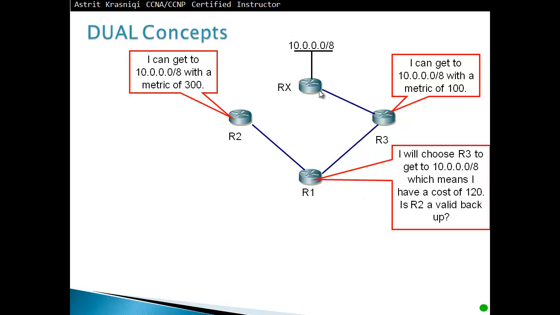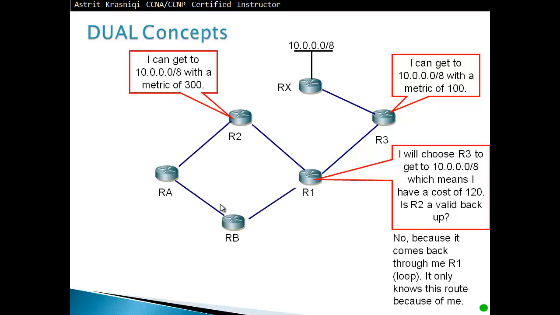My feasible distance is 120. Router 3's reported distance is 100. Router 3 is reporting 100, I'm adding my 20 it costs me to get to router 3, so my feasible distance is 120. Now router 2 is advertising 300. But because his reported distance is higher than my feasible distance, this is not going to be my backup route. Why? Because router 2 could be coming through router 1 to get to the destination. There could be another path towards router 1 to get to the destination. For that reason, because there could be a loop there, it is not going to be a backup.